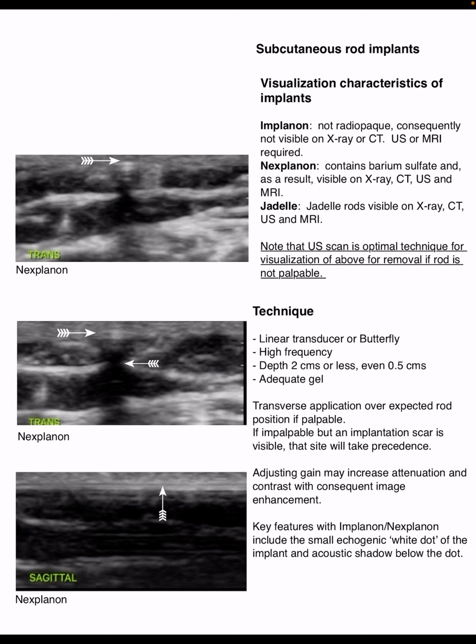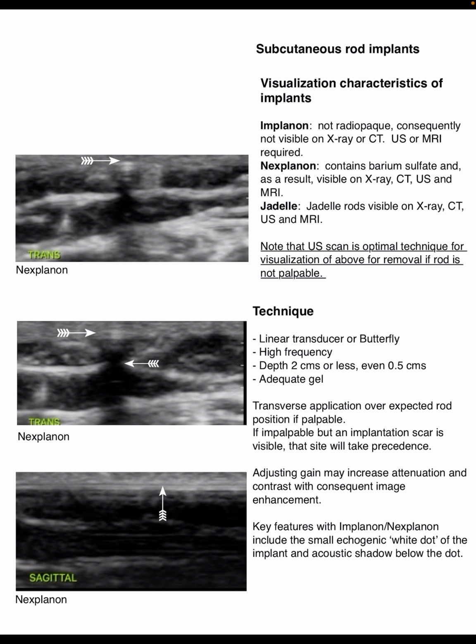Note that ultrasound scan is an optimal technique for visualization of the above, for removal, if the rod is not palpable. Linear transducer or butterfly will work with a high frequency and a depth of 2 centimeters or less. Transverse application begins over the expected rod position if palpable. If impalpable, but an implantation scar is visible, that site will take precedence.